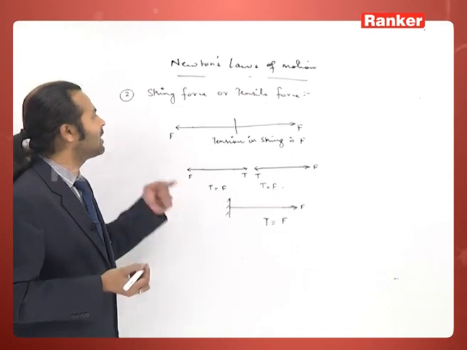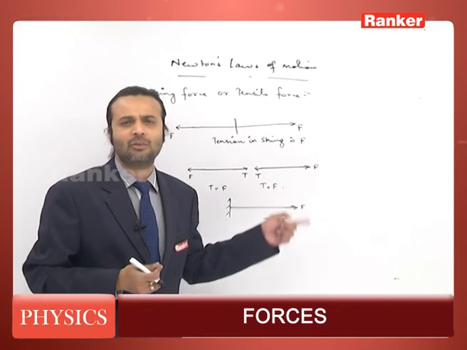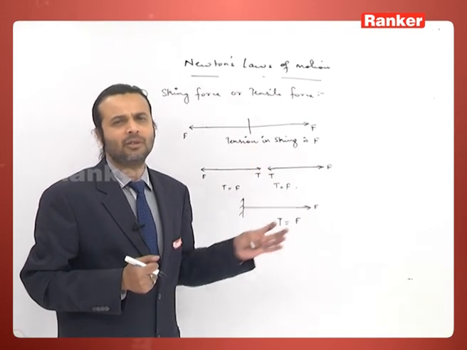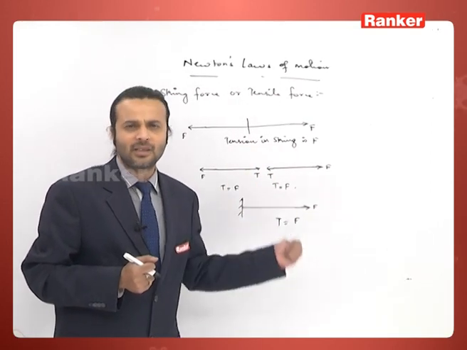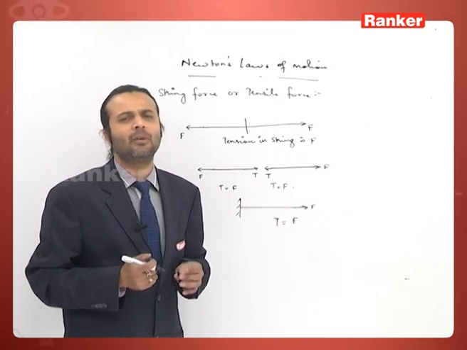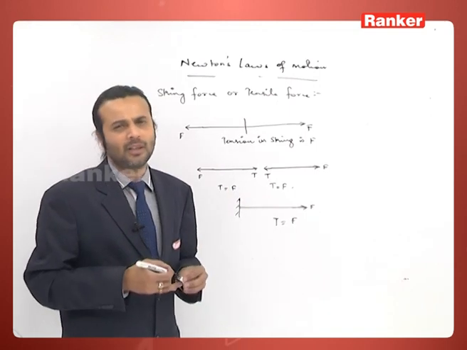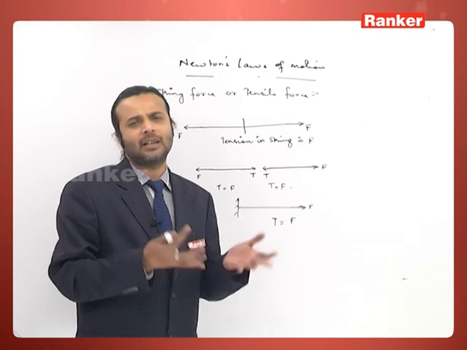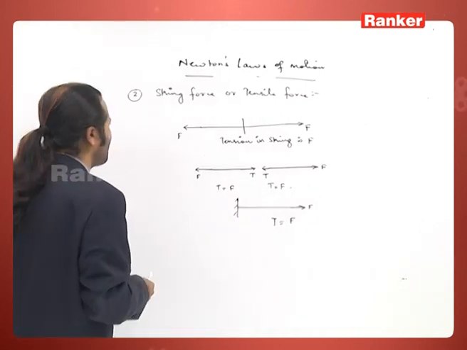So we must think of that idealized situation for the case of JEE Mains. Idealized situation means the string is inextensible, the string is massless, and the tensile force in the string will be the same throughout the string. Now what happens if the string is having certain mass? Let us have that kind of situation.